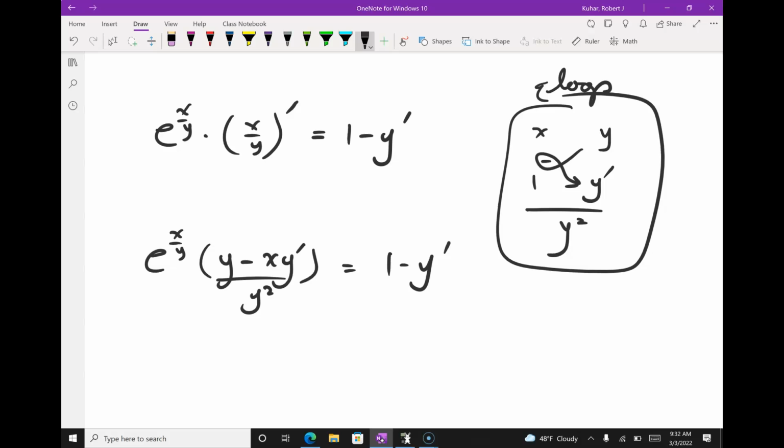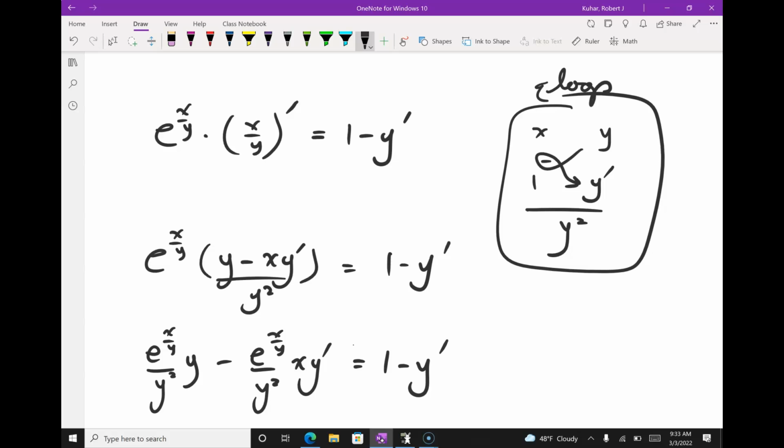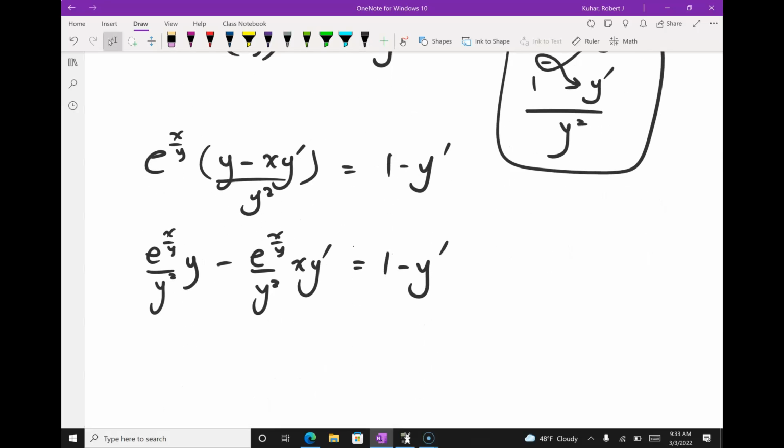I have to solve for y prime. There's no easy way to do it. I'm going to have to distribute some things. So I'm going to do my e to the x over y divided by y squared times y minus e to the x over y squared minus xy prime times xy prime equals 1 minus y prime. Make sure you see that I distributed the green pieces, right? I distributed the green pieces.